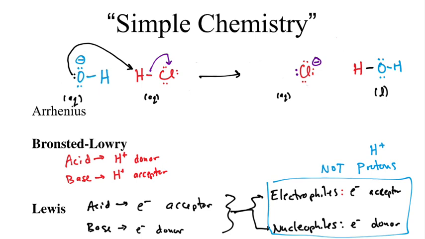Okay? That's it. So what we're going to end up with is now 4 names or 4 reactivities. So when we look at a molecule, we want to be able to say, is that an acid? Is that a base? Is that a nucleophile? Is that an electrophile? There is overlap.